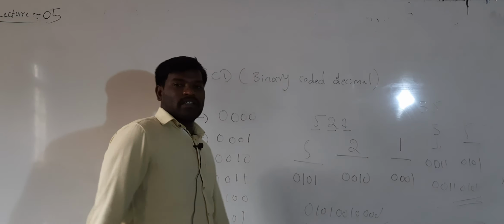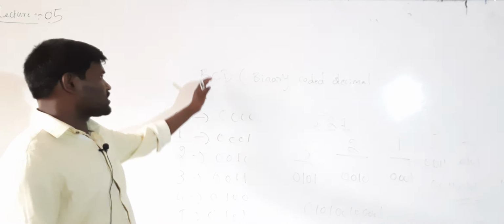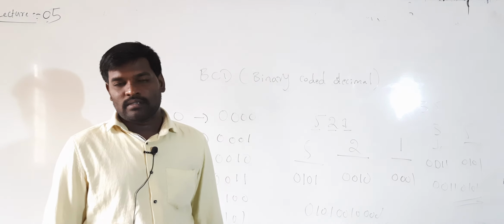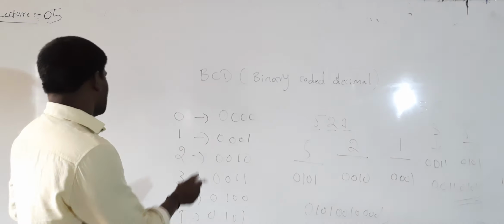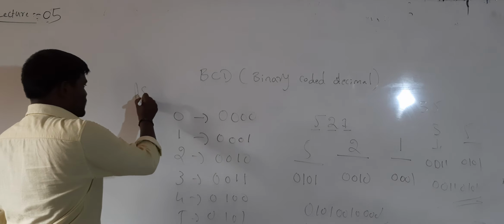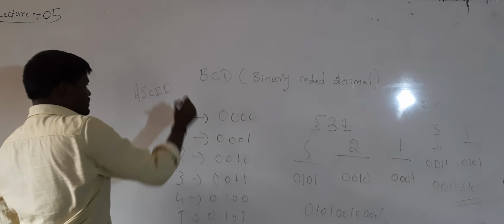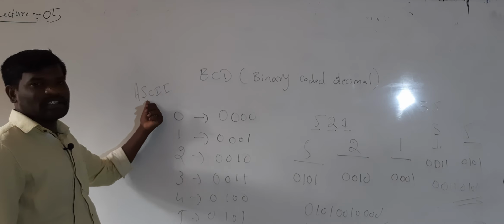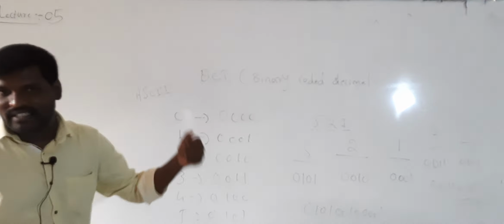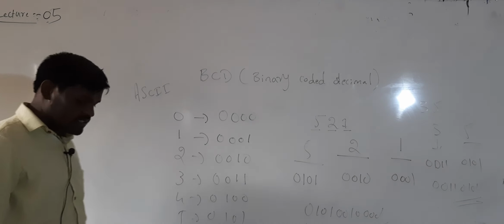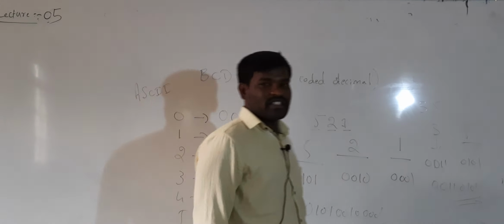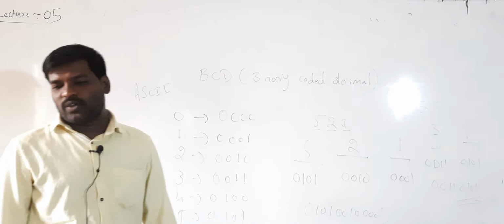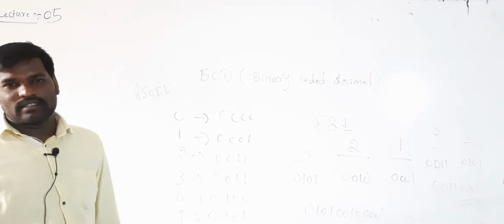So there are a number of computer codes available, and this is one among them, binary coded decimal. In the same way, ASCII. Here ASCII stands for American Standard Code for Information Interchange. This is the one committee code that gives one unique value to each character.